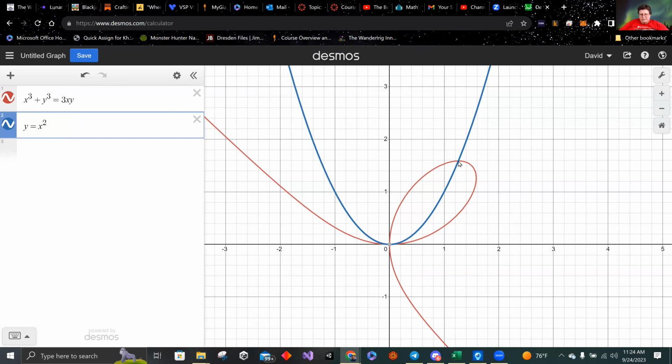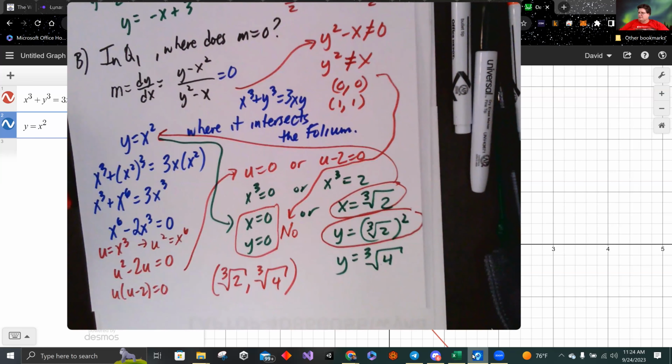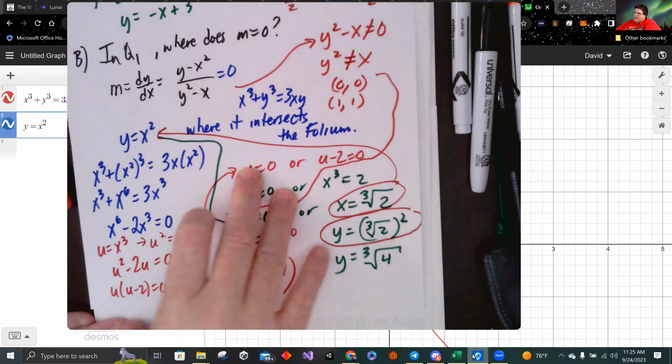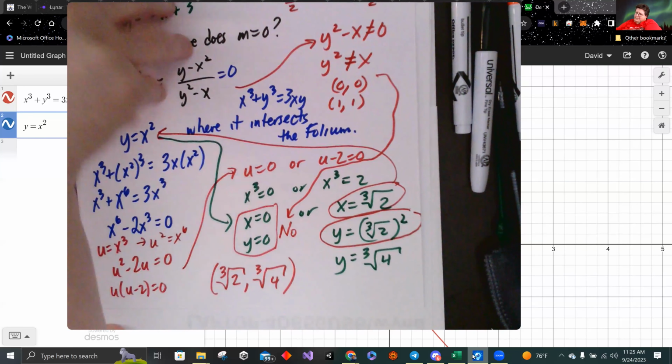Whatever that is. It's not showing where they intersect very well. It's not snapping to it like it normally does. Okay. So that was the folium of Descartes.